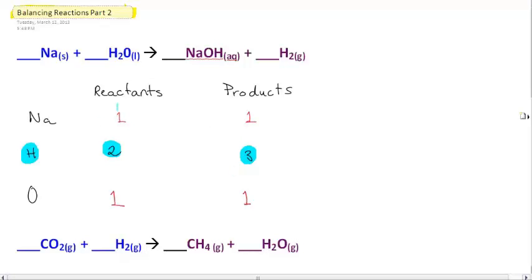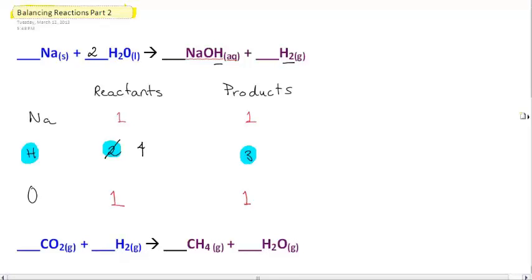So I know I'm going to need to increase the number of hydrogens in the reactants. Let's see what happens if I multiply the water by 2. If I put a coefficient of 2 in front of the water, that'll bring up the number of hydrogens in the reactants. 2 times 2 is 4. Now I have 4 hydrogens in the reactants. So I'll go to the other side. Is there a way for me to get 4 hydrogens in the products as well? Well, I've got 2 over here and 1 over here.